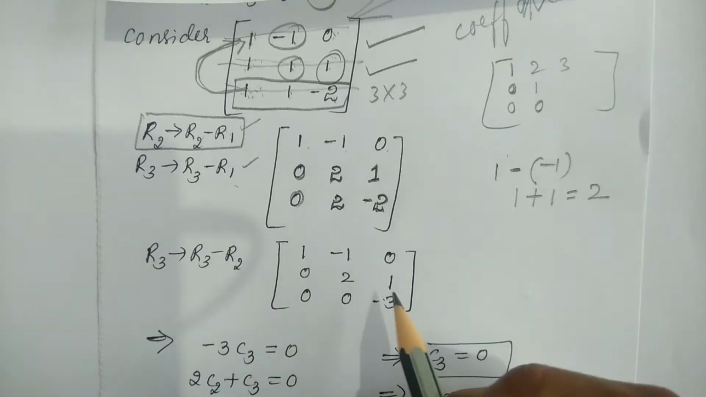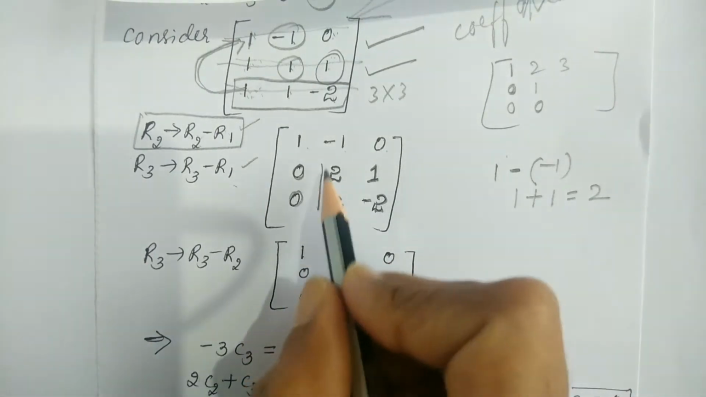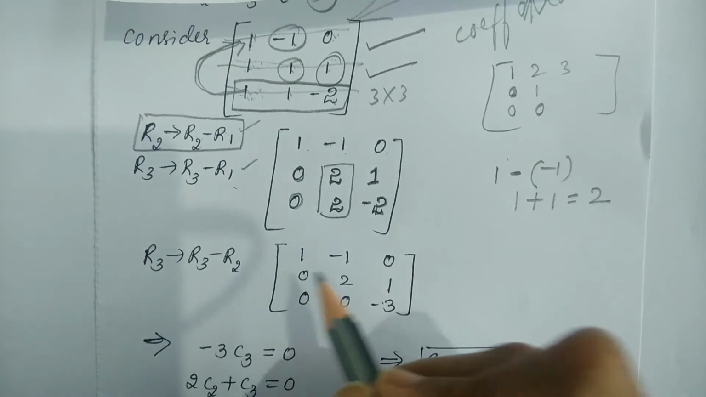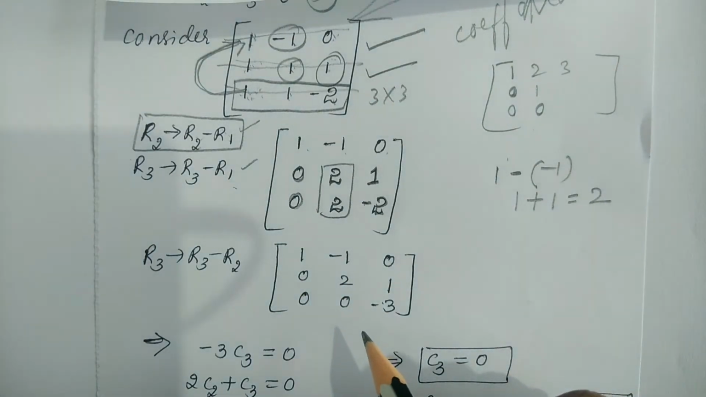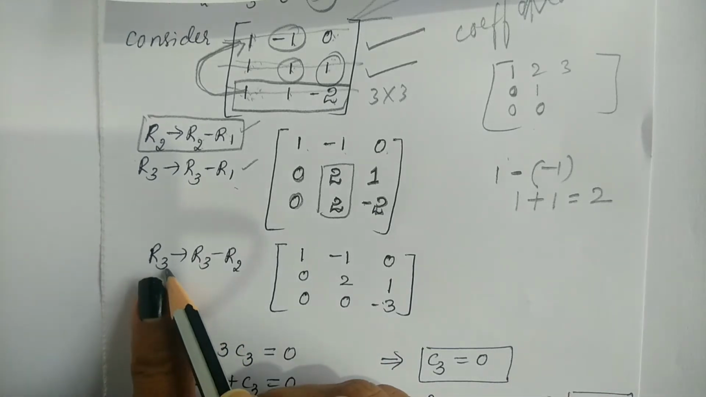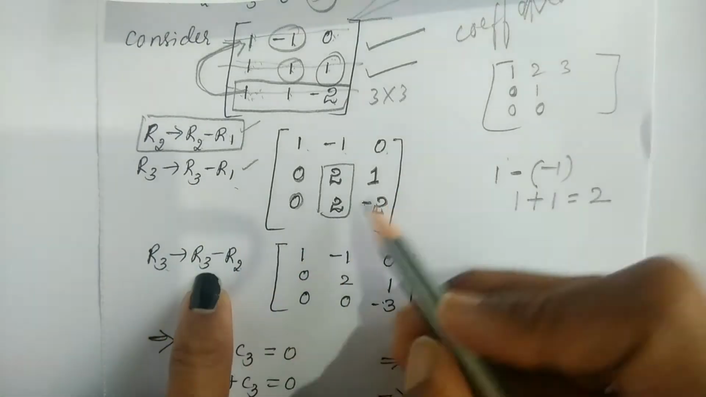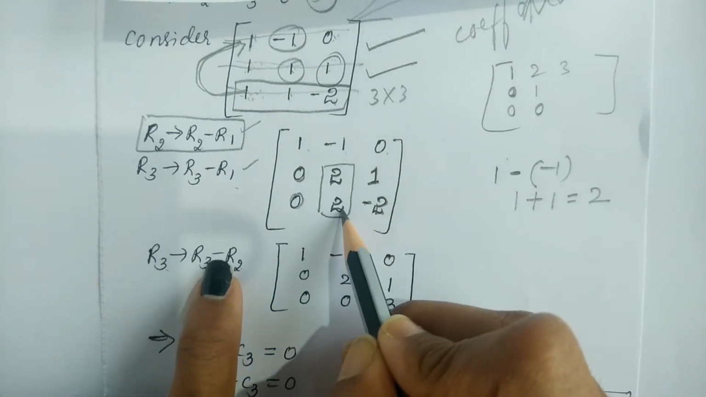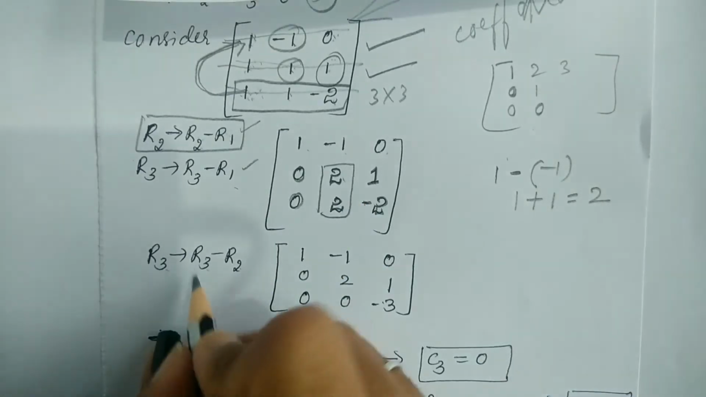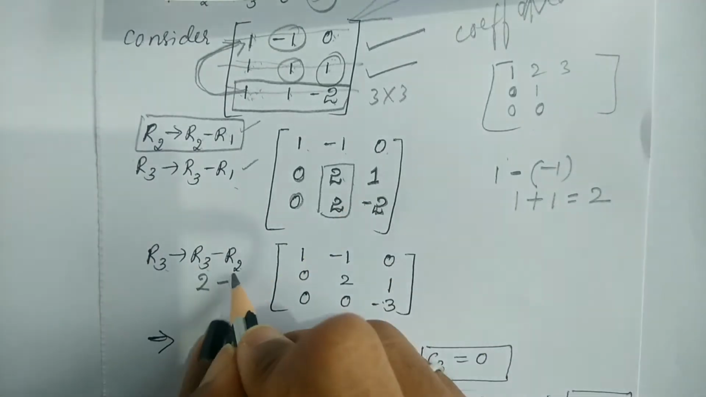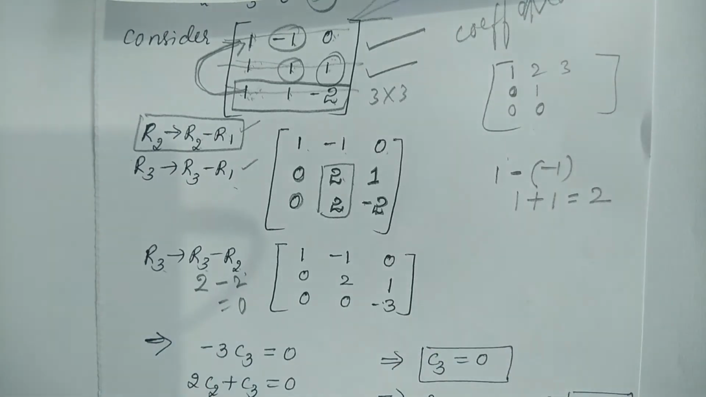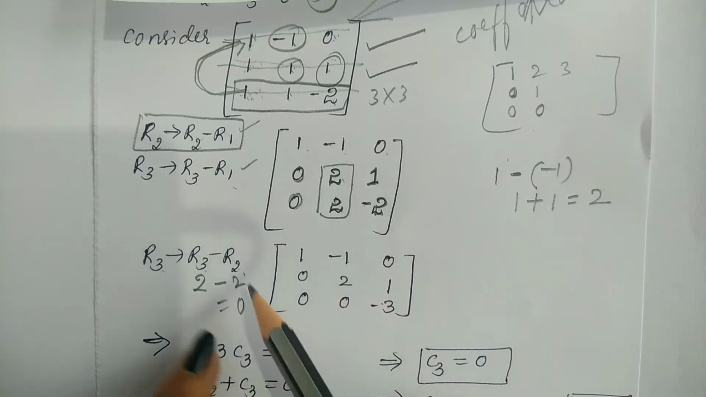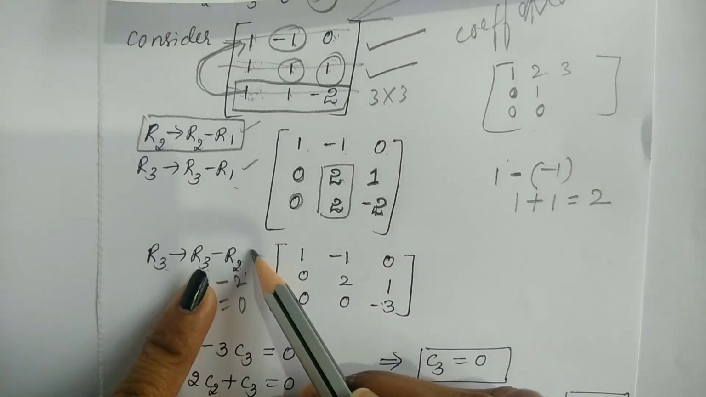So now here we have similar elements, say 2 and 2. If I make any one of them 0, it is easy to find out the C1, C2, C3 values. For that I am using R3 changes to R3 minus R2. That is, I am removing the 2 in R3 using the 2 in R2. 2 minus 2 is 0, then it becomes 0, so we easily get the C3 value. So I am operating the row operation R3 minus R2.